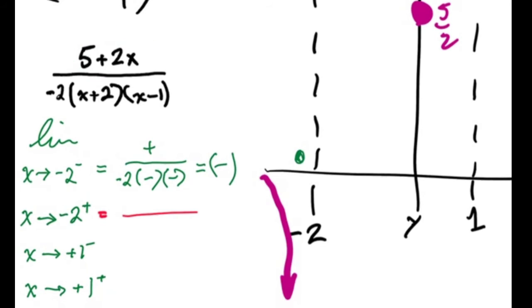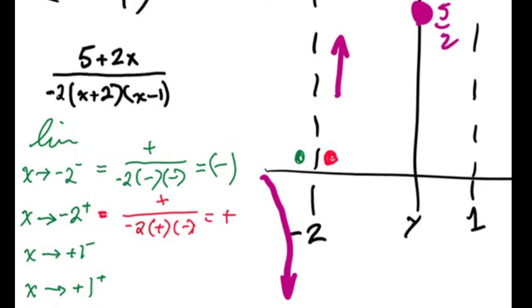So now if we analyze values just to the right of x equals negative 2, we'll do the same thing. Well, the numerator would still be positive. The negative 2 is still negative. Now that x plus 2, since we're a little bit to the right of negative 2, is going to be positive. And then finally, x minus 1 is obviously going to be negative. So we have negative, negative, which gives us positive. So what does that tell us? The function is going toward positive infinity on that side of the asymptote.